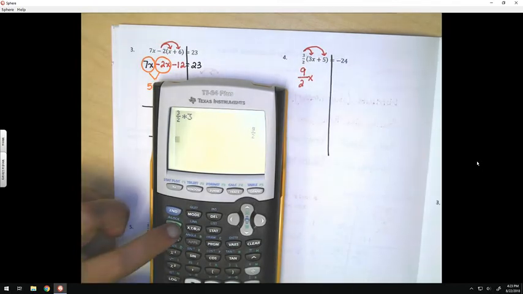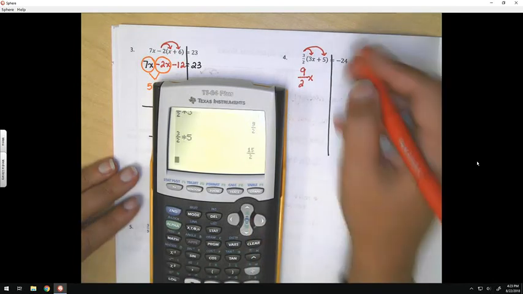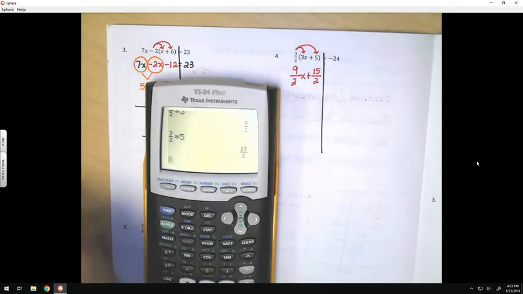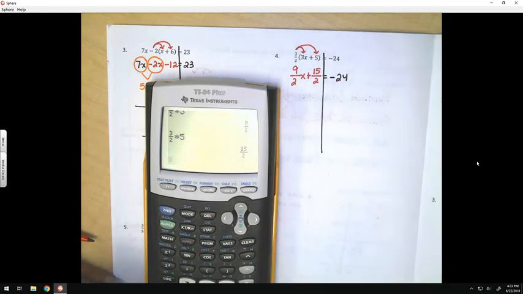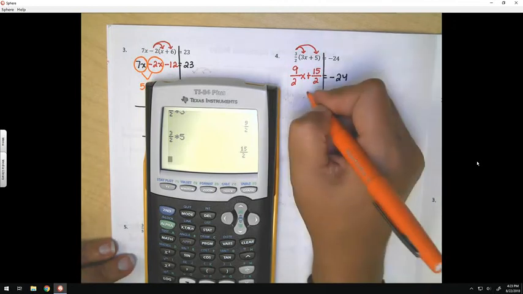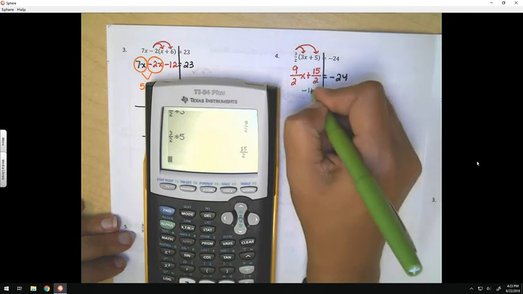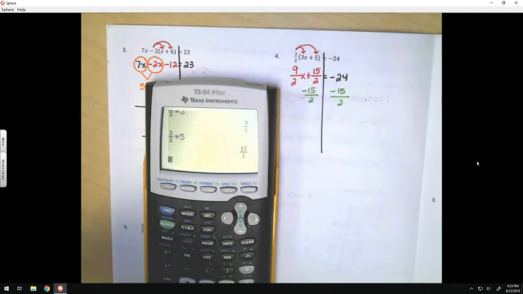Now I'm going to type in alpha y equals 3 over 2 times 5. And I'm going to get plus 15 over 2 equals negative 24. Now what I would check for next is combining like terms. There are no like terms in this problem, so I'm going to go ahead and subtract 15 over 2 on both sides because subtraction is the inverse of addition.